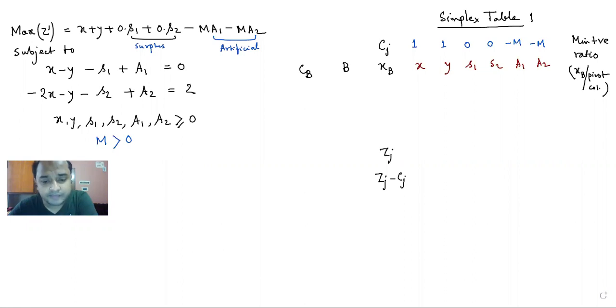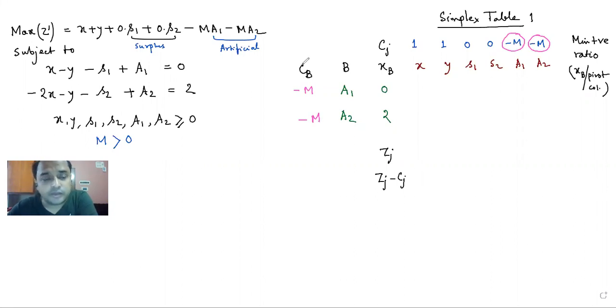What are the basic variables? The basic variables are A1 and A2. So we are going to put A1 and A2, and the first value of the basic variable was 0, the second value was 2. We are going to put it in the XB column. The per unit contribution of the artificial variable into the system is minus M, and CB is a part of CJ. CB is the per unit contribution of the basic variables. So we are going to write minus M and minus M here.